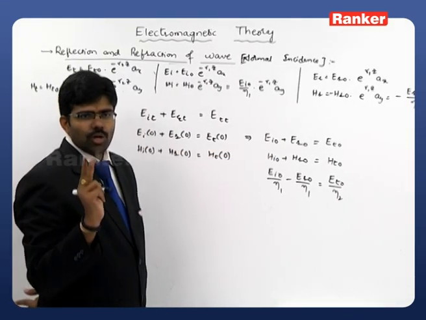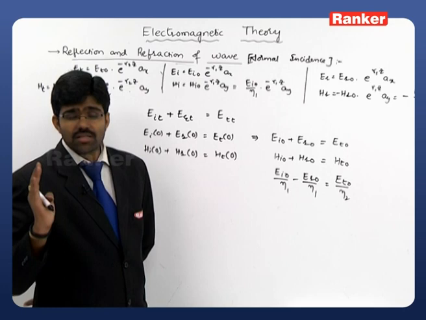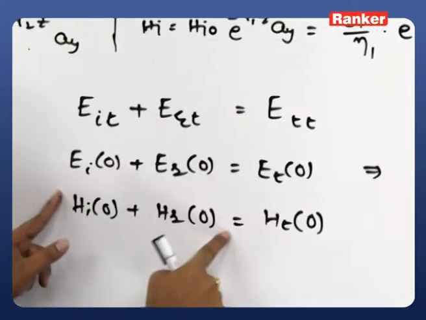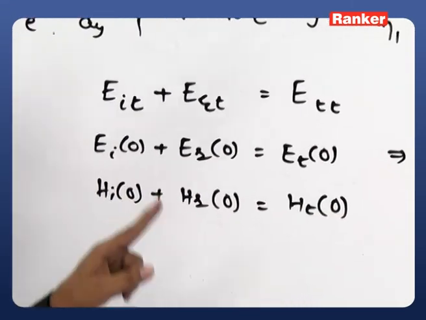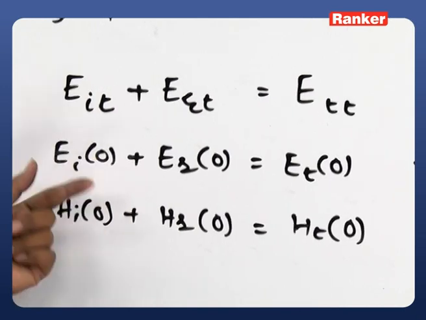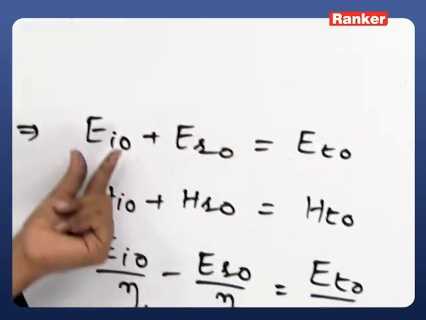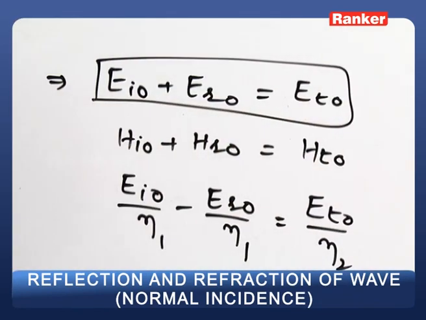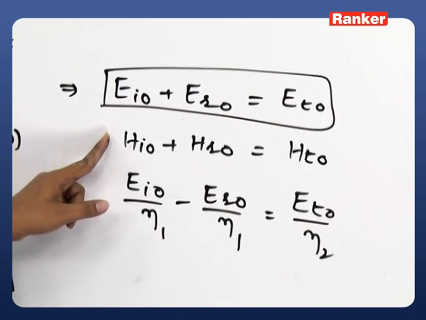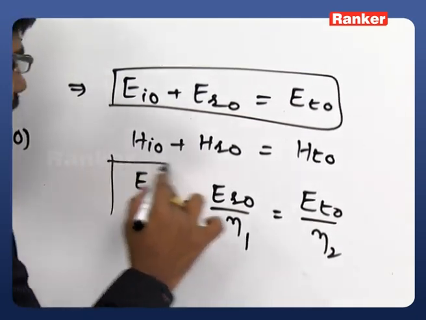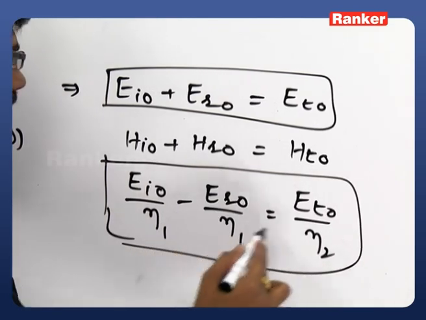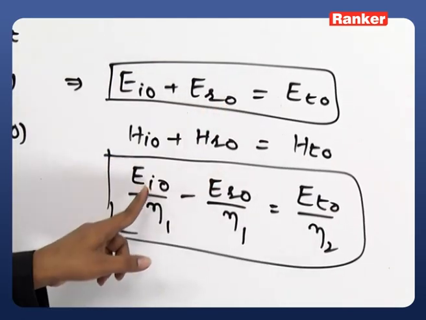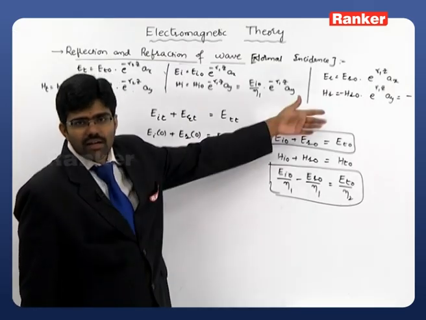Just observe. At the boundary we are applying the boundary conditions. The tangential components of the electric field are continuous, and the tangential components of the magnetic field are continuous. Since at the boundary z equals 0, we are taking the initial values: EI naught plus ER naught is equal to ET naught. This is the equation we take for simplification. Later, the tangential component of the magnetic field was written in terms of the electric field: EI naught by eta 1 minus ER naught by eta 1 is equal to ET naught by eta 2. So on the left we have EI naught plus ER naught and EI naught minus ER naught, and on the right-hand side we have ET naught.